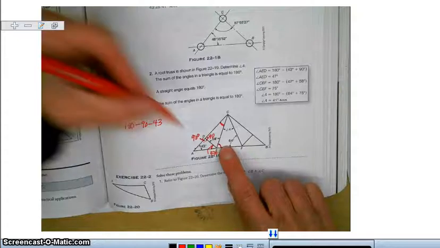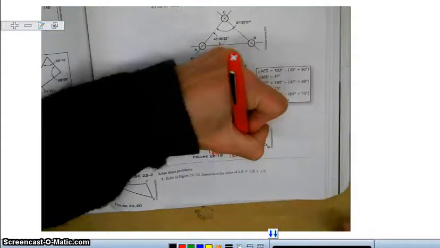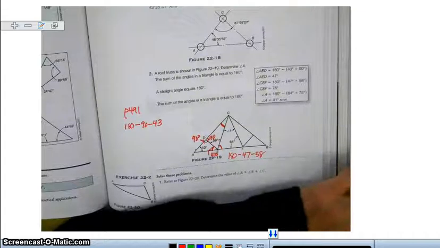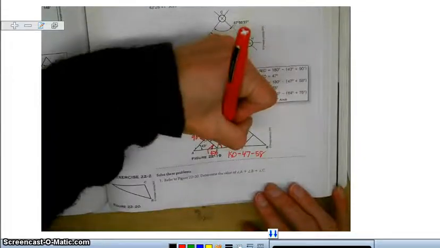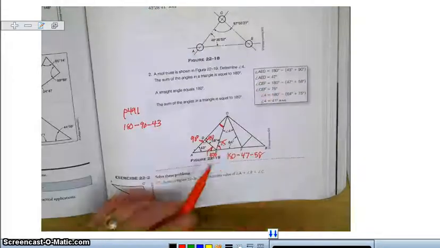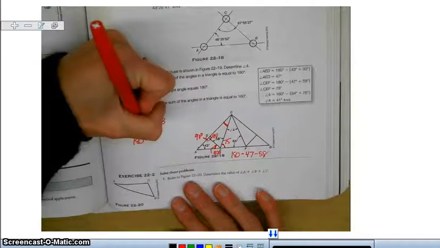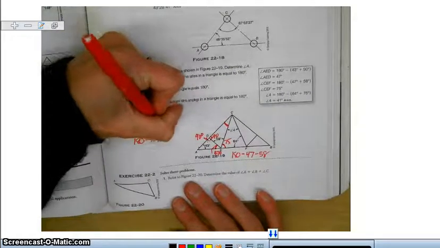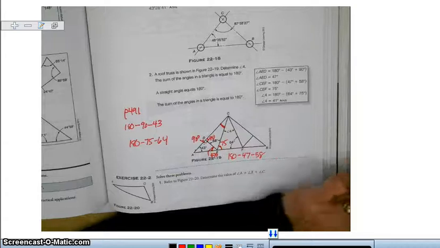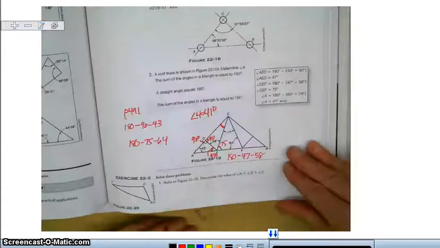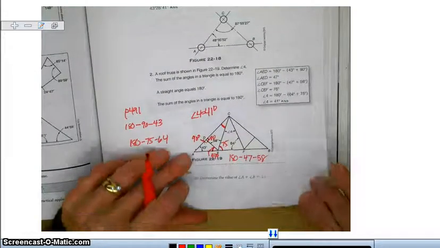This angle then, if I take 180 minus 47 minus 58, I get that angle in there is 75 degrees. So now these three add up to 180. So then I can take 180 minus 75 minus 64. And so the angle we want, angle 4, is 41 degrees. All right, so now the next thing that we have here, I think that is all.